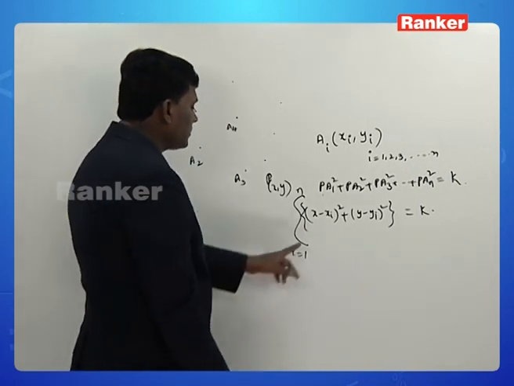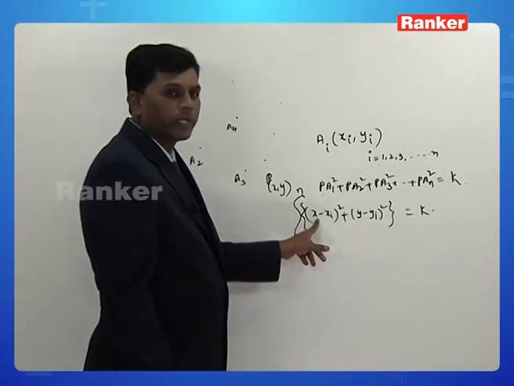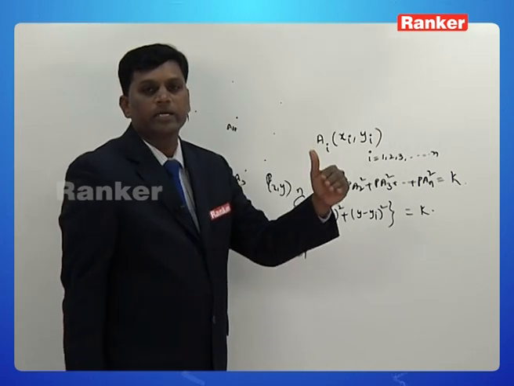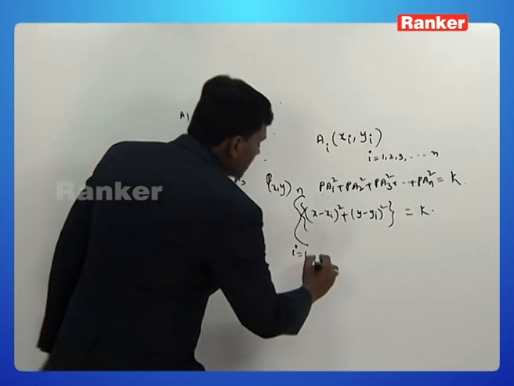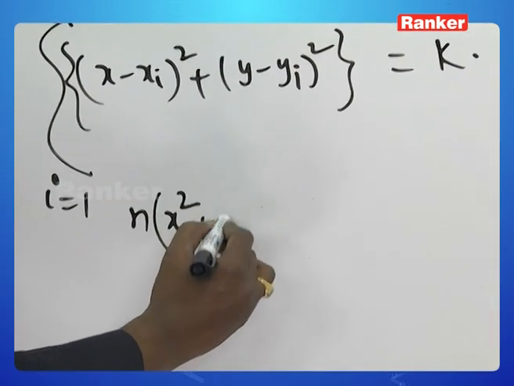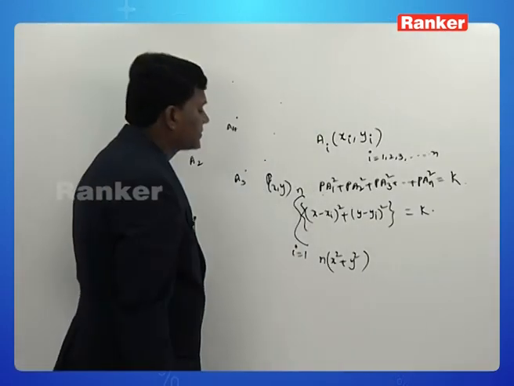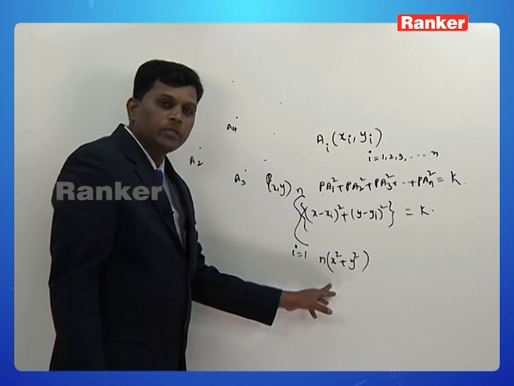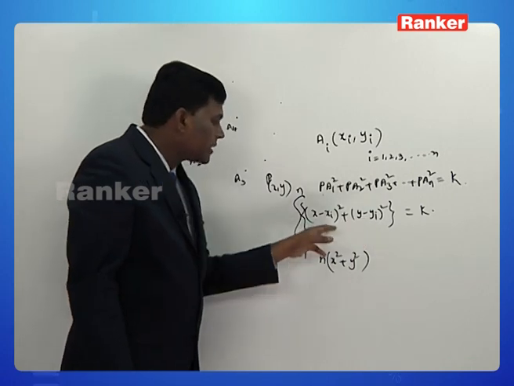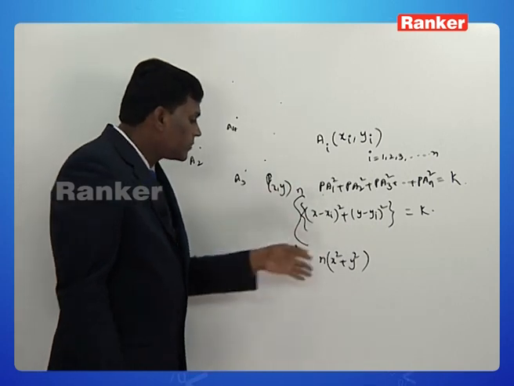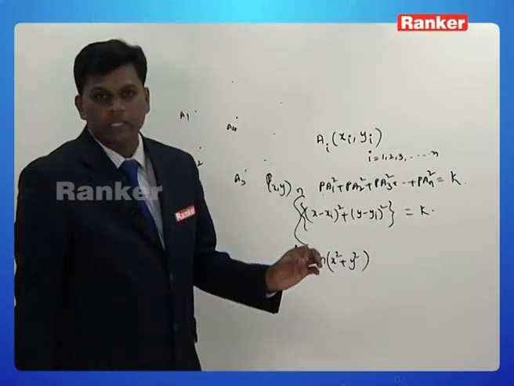Simplifying, the first term is x square. Sigma x square is added n times, so you are getting the summation as n x square, and obviously here also n y square. Very clearly we find the x square and y square coefficients equal, and there is no chance of getting an xy term in the expansion. So undoubtedly this equation will represent a circle equation.